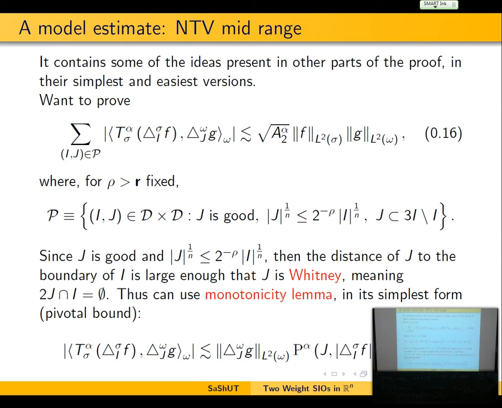Here. So we want to prove that once you have decomposed into the Haar basis, basically, we want to say J is contained in 3I minus I, and it's sufficiently small with respect to I, and it's also good. Okay, and we want to decompose into. We want to estimate the sum by norm of f, norm of g, and one of the allowable constants, which is A2.